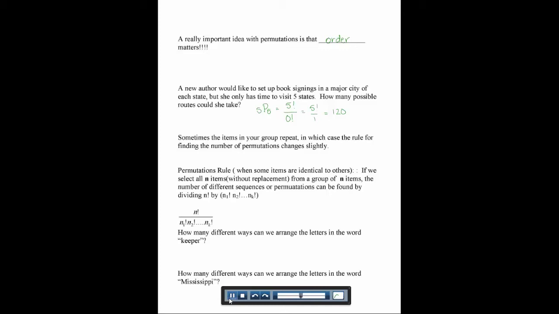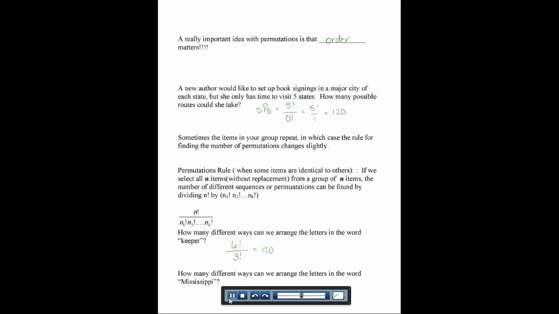So, for example, it says, how many different ways can we arrange the letters in the word keeper? So first we count how many total letters there are. 1, 2, 3, 4, 5, 6. So 6 factorial over, now we've got e's repeating. There are 3 e's. So divided by 3 factorial. So this gives us, again, 120 different ways.